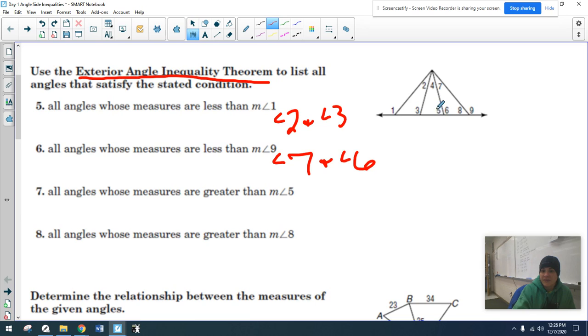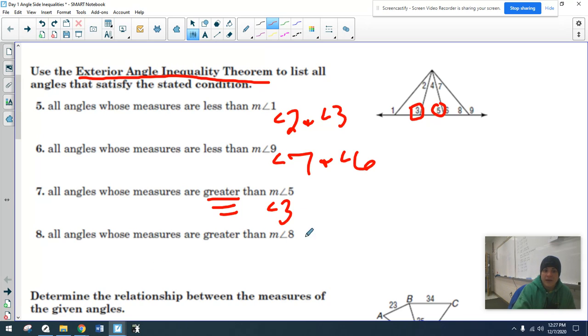Okay, greater than 5. If you're looking at 5, we want the ones that are greater than 5. So you need to find the other angles that it adds up with. 5 is the exterior of 7 and 8, but they want the ones greater than 5. So you need to find the exterior angle of 5. Okay, so 4 and 5 add up to give you 3. So this one would just be angle 3. And that's kind of your only option.